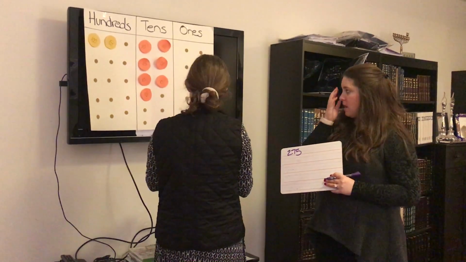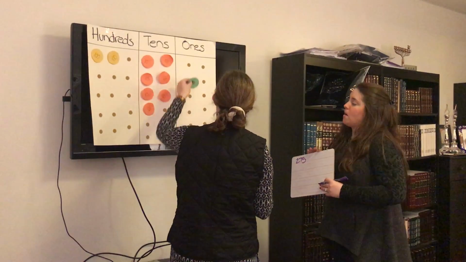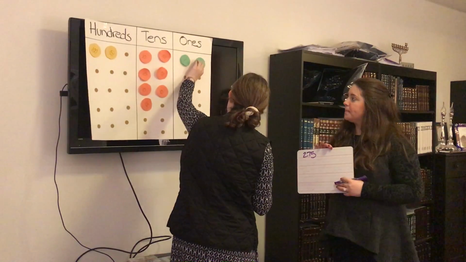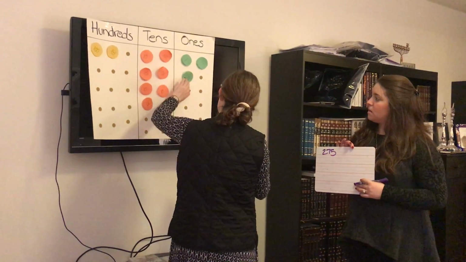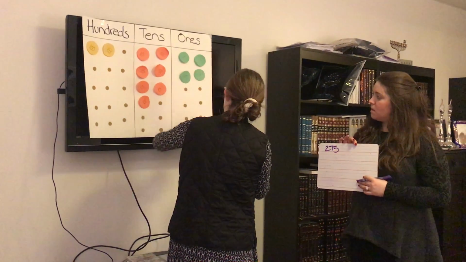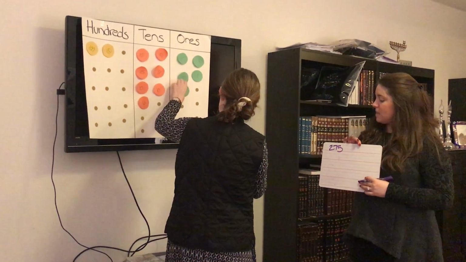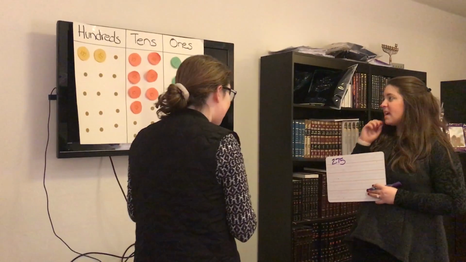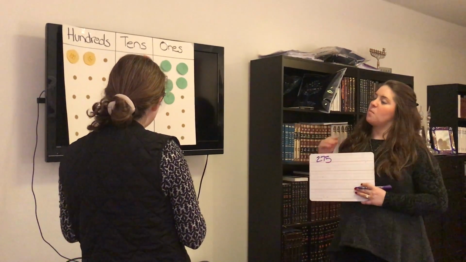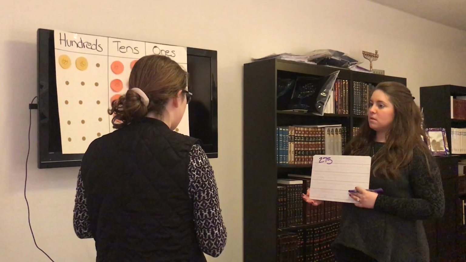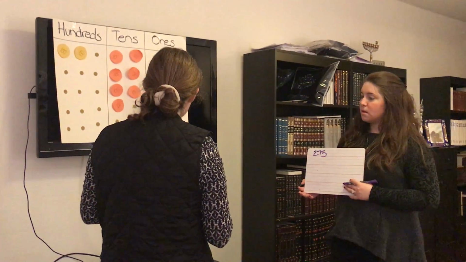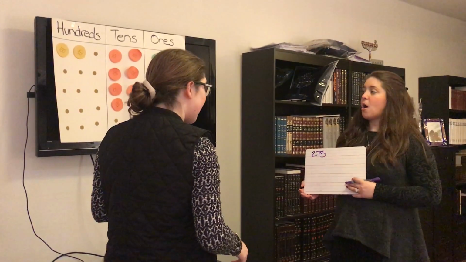What else are you going to do now? Add some ones. How many ones? 5 ones. Amazing. And I want to know, can you count on 10? Count on 10 more. What would that give you? 285. Awesome.